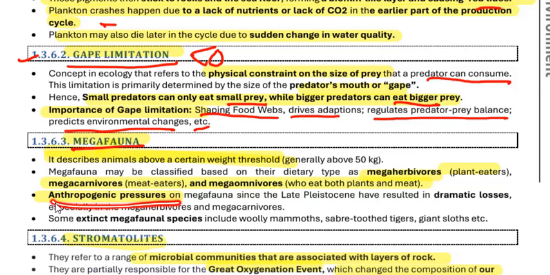Anthropogenic pressure on megafauna since the late Pleistocene, which is the current era, has resulted in dramatic losses, especially in the mega herbivores and mega carnivores. Some extinct megafaunal species include woolly mammoths, saber-toothed tigers, giant sloths, etc. Just a simple concept: megafauna is divided on the basis of weight, nothing else.